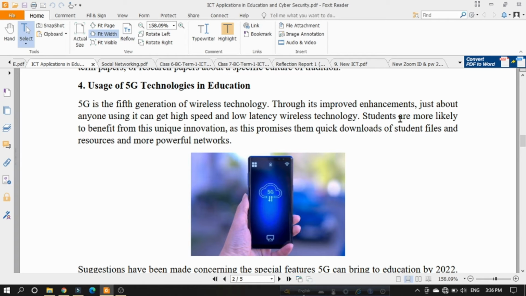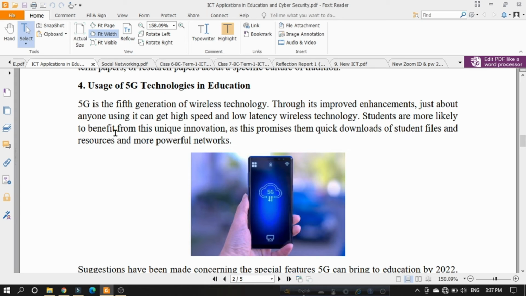Through its improved enhancements, just about anyone using it can get better speed, high speed and low latency wireless technology. What is the advantage of 5G? Due to its improved enhancements, anyone can use it and get high speed and low latency wireless technology like Wi-Fi.